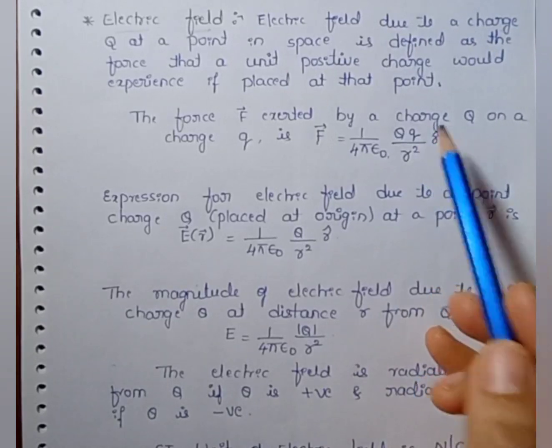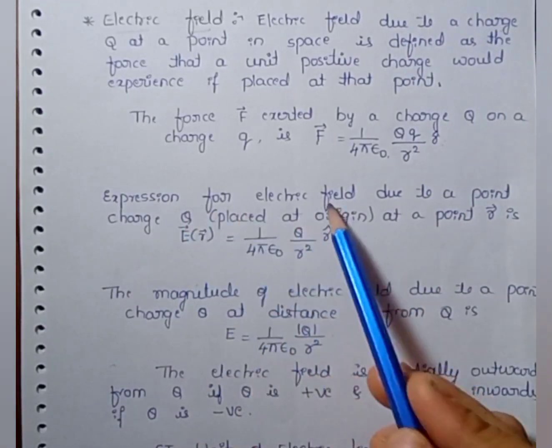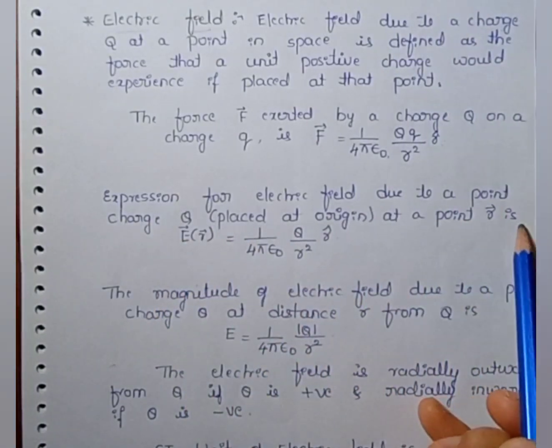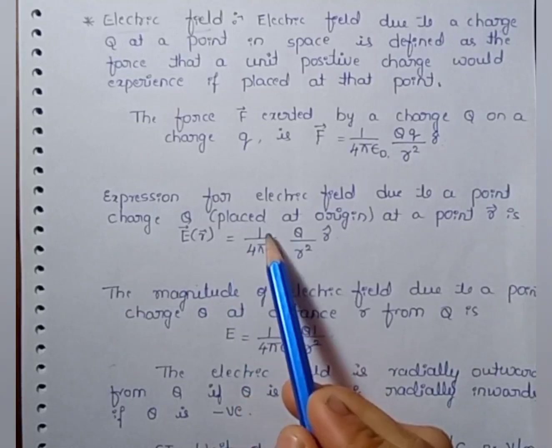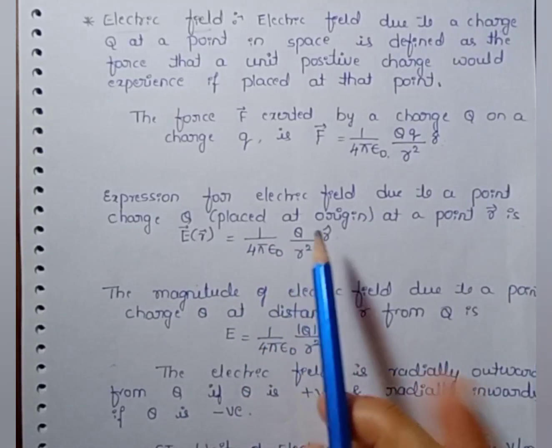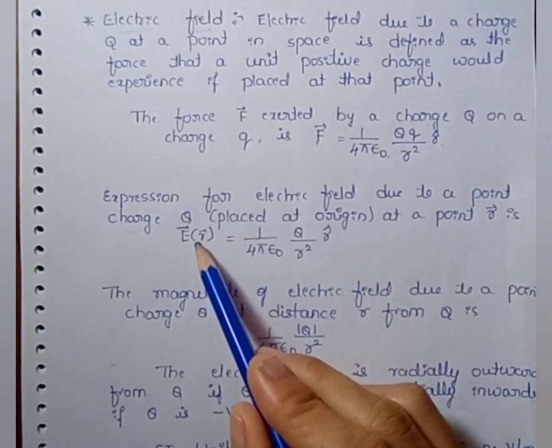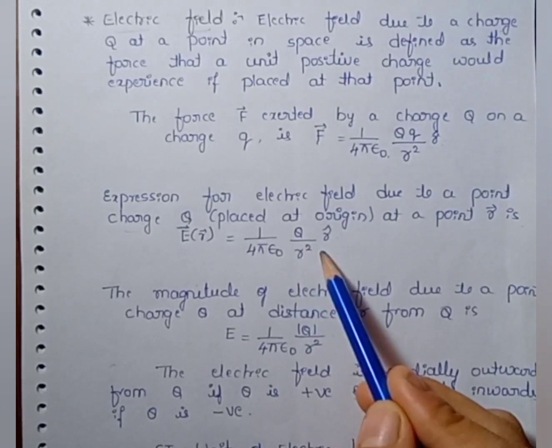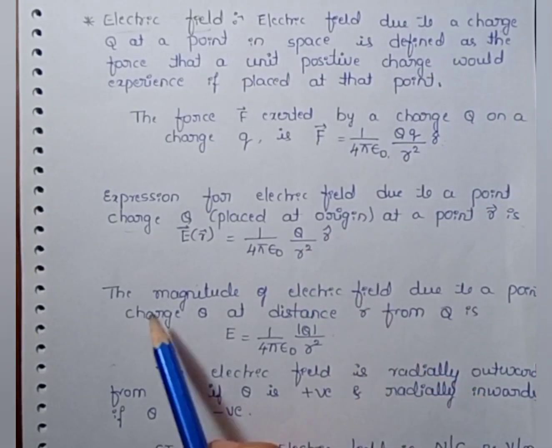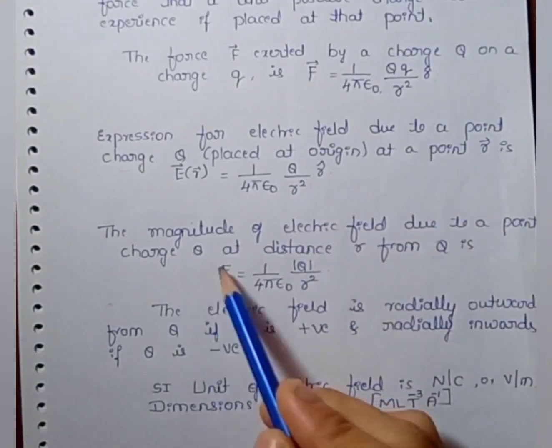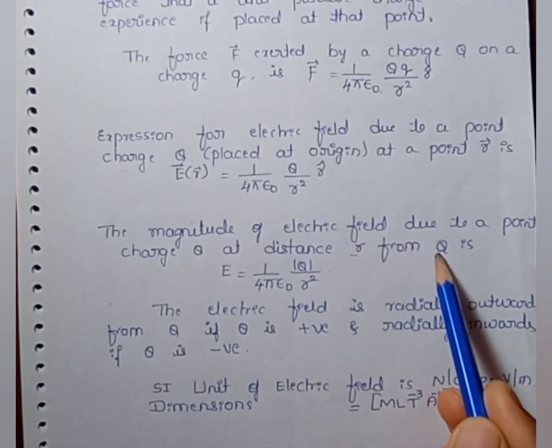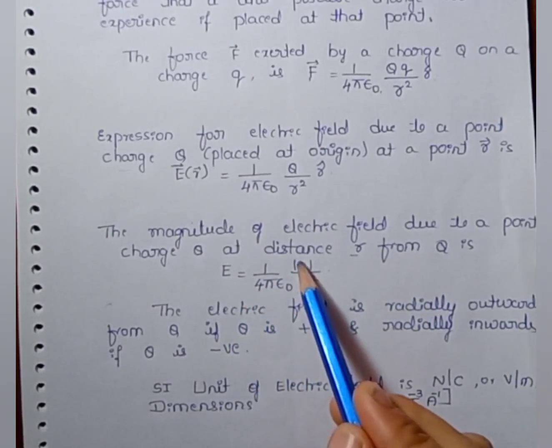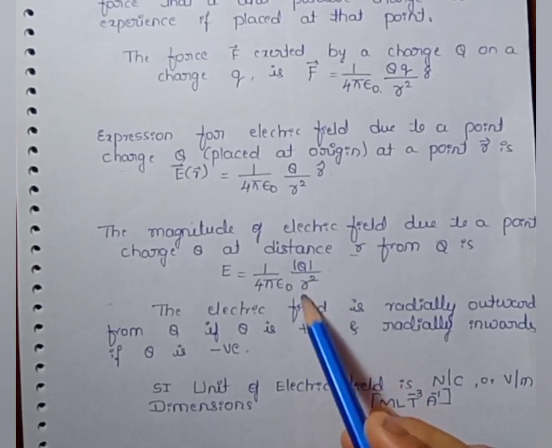Next one is the expression for electric field due to a point charge Q at a point R, which can be written as E of R is equal to 1 by 4 pi epsilon naught. If we consider only a point charge Q, then E of R is equal to 1 by 4 pi epsilon naught Q divided by R square into R cap. The magnitude of electric field due to a point charge Q at a distance R from Q can be written as, in magnitude, E is equal to 1 by 4 pi epsilon naught magnitude of Q divided by R square.